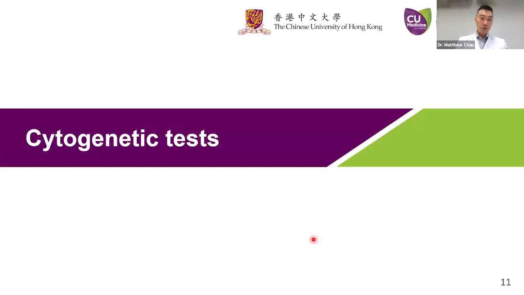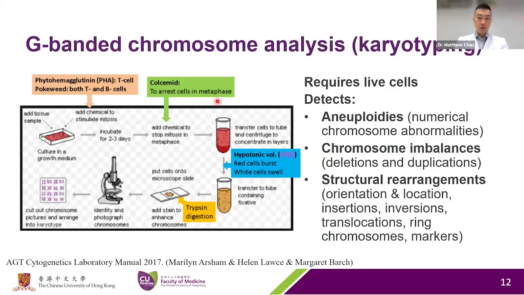So now I'll move to talk about the various different tests that are available at genetic diagnostic laboratories. First, let's go over some of the common cytogenetic tests. So G-banded chromosome analysis, also known as karyotyping, is a method to observe chromosomes under the microscope.